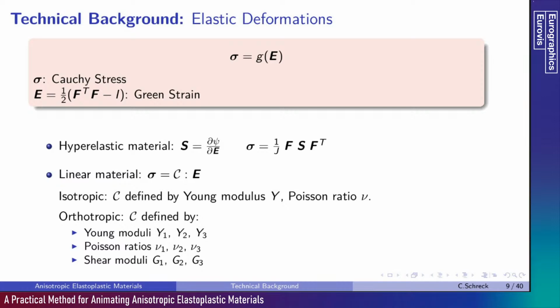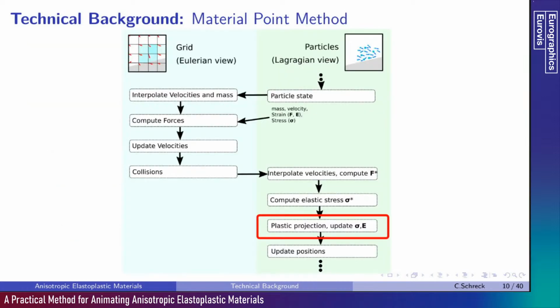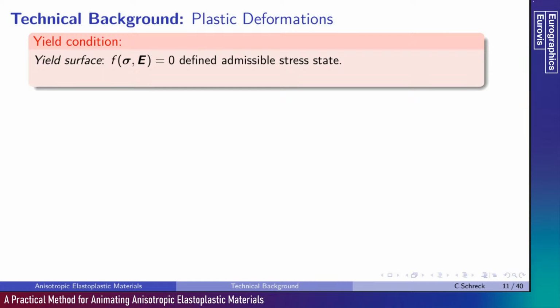This material would be defined by 9 coefficients, a Young modulus, a Poisson ratio, and a shear modulus for each plane of symmetry. Right, now that we have seen a few of the possible elastic laws, let's go to the plastic step of the pipeline. As I said before, after the elastic step, the stress and the strain can be in a physically infeasible state. The plastic law defines the feasible state using a yield surface.